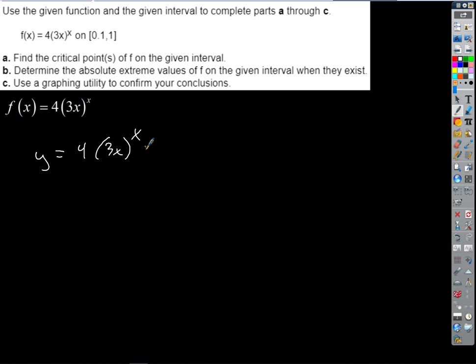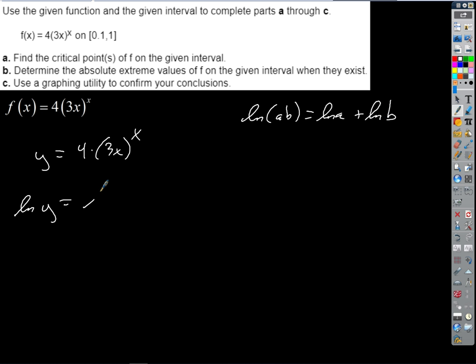Just rewrite that as a y, and then what do? Yeah, log both sides, right? If we log both sides, I'm going to get the natural log of y equals the natural log of that whole thing, right? Now, if I'm going to do the natural log of this whole thing, well, first of all, I've got a product, don't I? Right? So the natural log of a times b, remember, is natural log a plus natural log b, right?